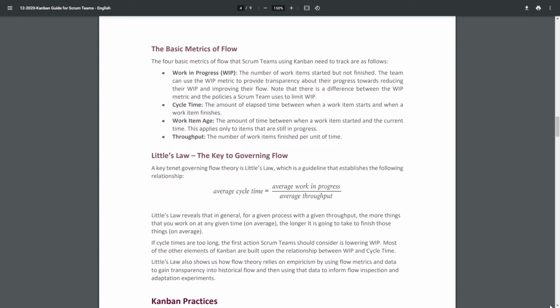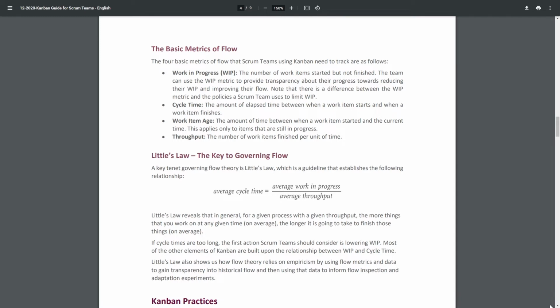The basic metrics of flow. The 4 basic metrics of flow that Scrum teams using Kanban need to track are as follows. Work in progress, WIP: the number of work items started but not finished. The team can use the WIP metric to provide transparency about their progress towards reducing their WIP and improving their flow. Note that there is a difference between the WIP metric and the policies a Scrum team uses to limit WIP. Cycle time: the amount of elapsed time between when a work item starts and when a work item finishes. Work item age: the amount of time between when a work item started and the current time. This applies only to items that are still in progress. Throughput: the number of work items finished per unit of time.